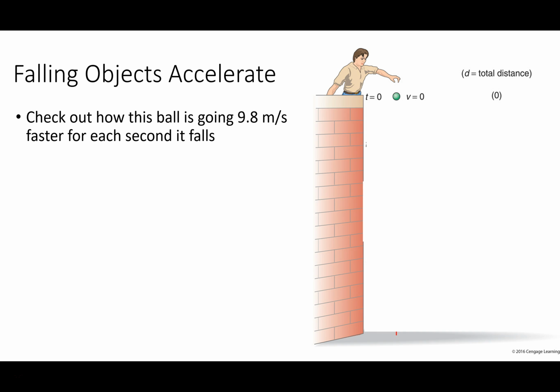This is what I described a little bit ago. So this dude is dropping, hopefully it's nice and soft, a bouncy ball off the top of the roof. At time equal to 0, its velocity is equal to 0. What will its velocity be after 1 second? 9.8 meters per second. Exactly. 9.8 meters per second.